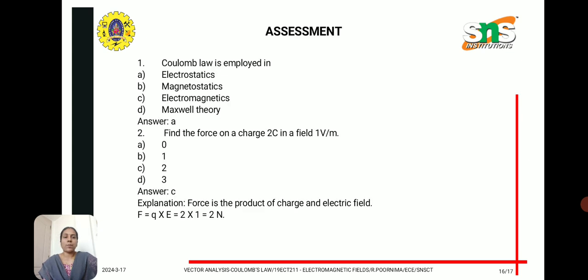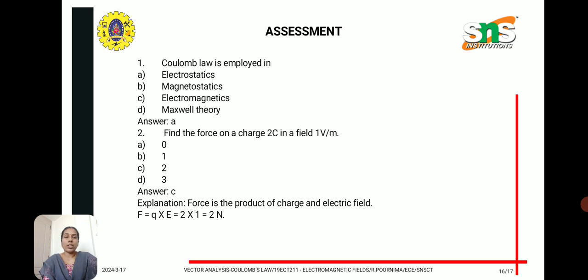So we can have a small assessment. First of all, Coulomb's law is employed in which of the following? Electrostatics, magnetostatics, electromagnetics, or Maxwell theory. So the answer is electrostatics.